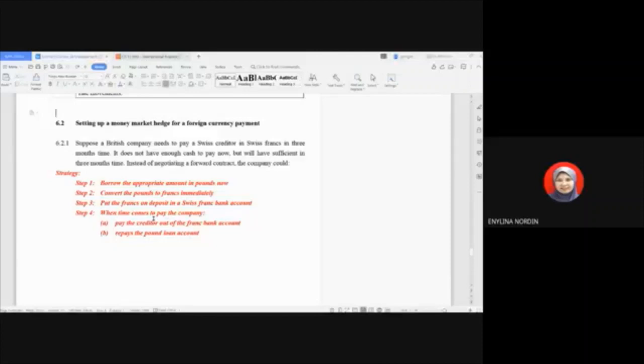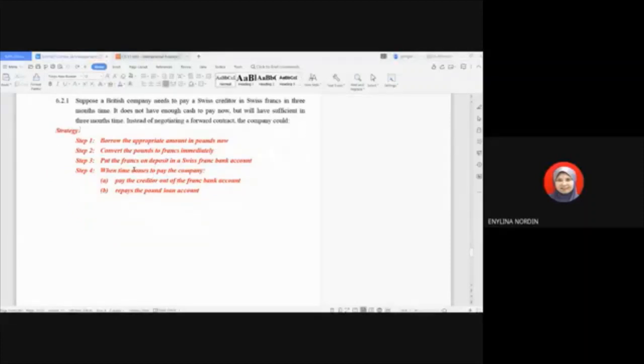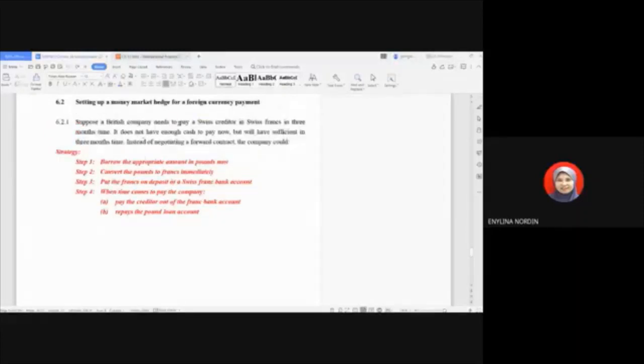So the deposit amount in franc will be used to pay the creditor or supplier, and the loan in domestic currency, which is pound sterling, must be paid as scheduled. All right, so this is a simple example of setting up the money market hedge for foreign currency payment.